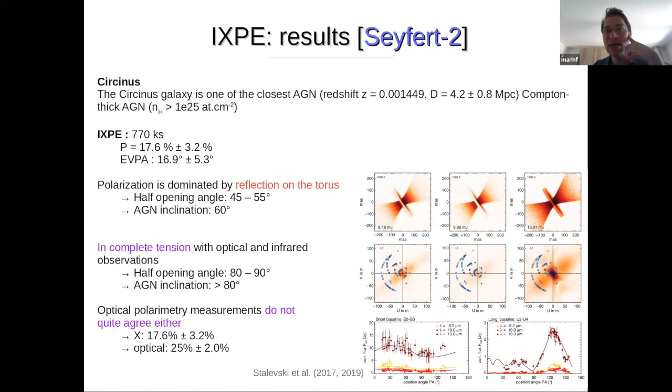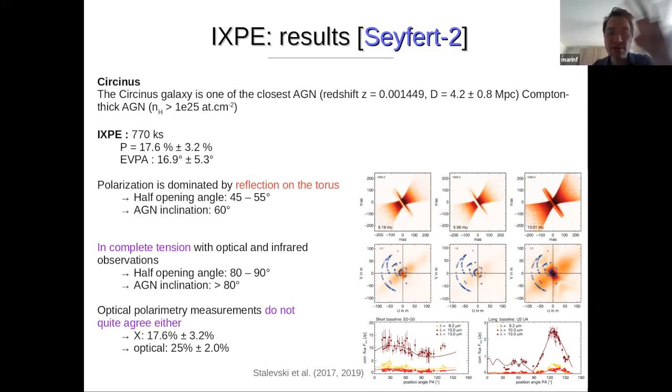In fact, if you look at mid-infrared interferometry or infrared and optical polarization imaging, we find, by the work of Marco Stalevski and collaborators, that in Circinus, in infrared and optical, the half opening angle of the torus should be of the order of 10 degrees. It should be very thin along the equatorial plane. And the AGN inclination must be very, very inclined, up to more than 80 degrees, in order to reproduce the interferometry and total flux images in infrared and optical.